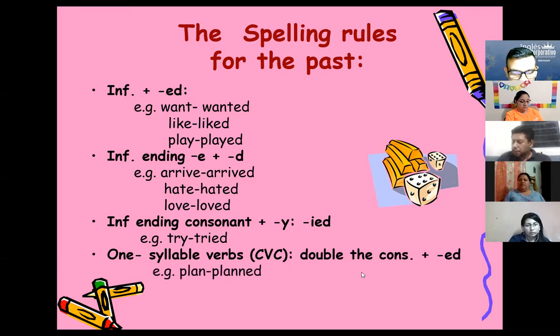Si el verbo termina en consonante, vocal, consonante, vamos a duplicar la última letra. Por ejemplo, plan, planned. For example, stop termina en consonante, vocal, consonante. La T es consonante, la O es vocal, la P es consonante. Por lo tanto, vamos a duplicar la última P. Vamos a decir stopped.